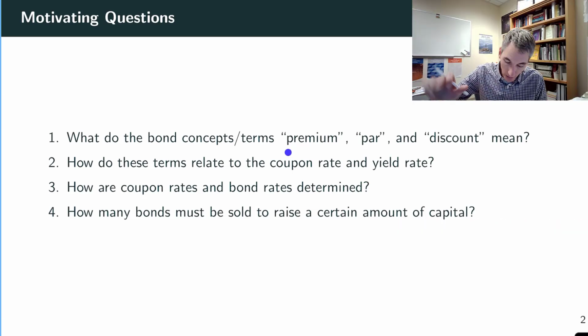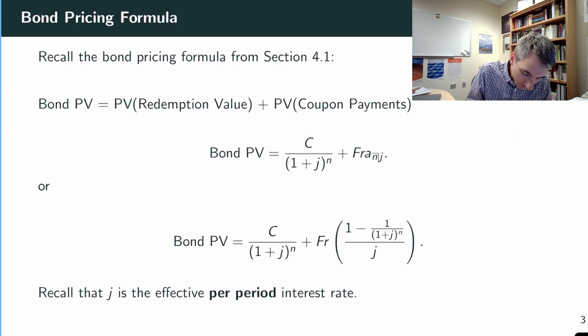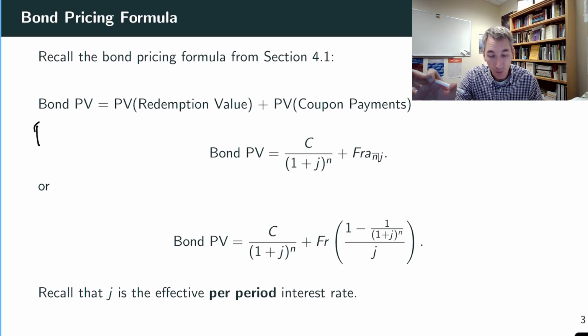Before we do, let's just quickly remind ourselves, the present value or the price of a bond is the present value of the redemption value plus the present value of the coupon payments. There's that formula. And if you take that annuity formula and spread it out, you get that. Remembering j is always the per period interest rate. So we're going to be using that bond pricing formula a lot today. All right, so the first one, let's do an example. We're going to see that it's talking about a par bond here. We'll see what that means as we do the example.